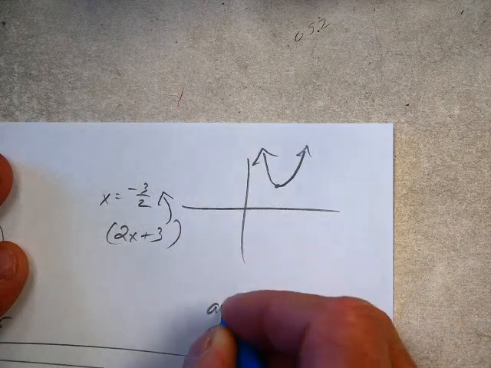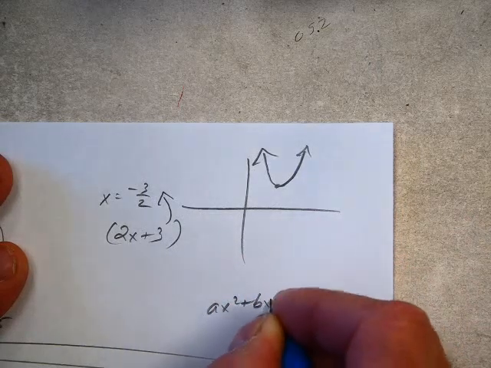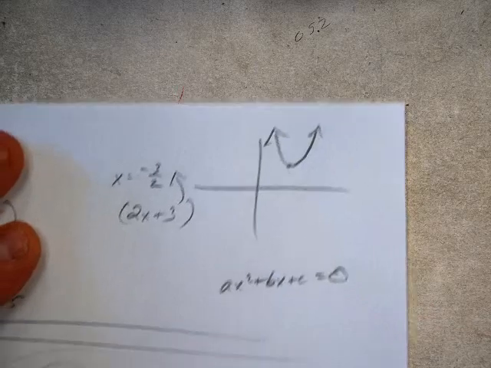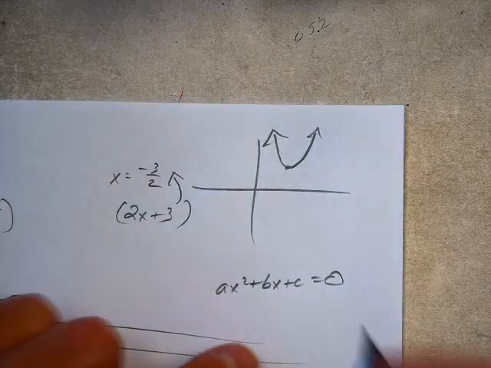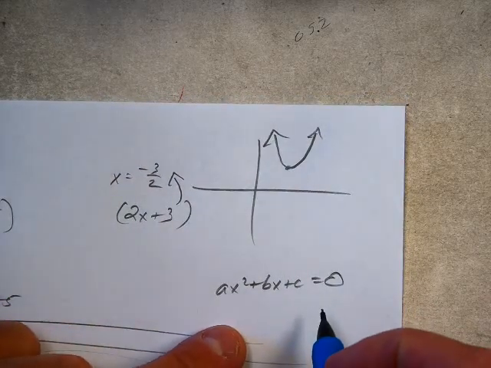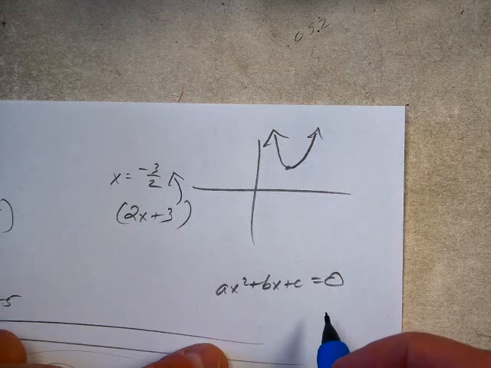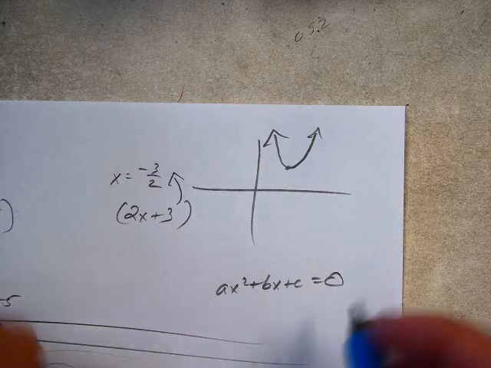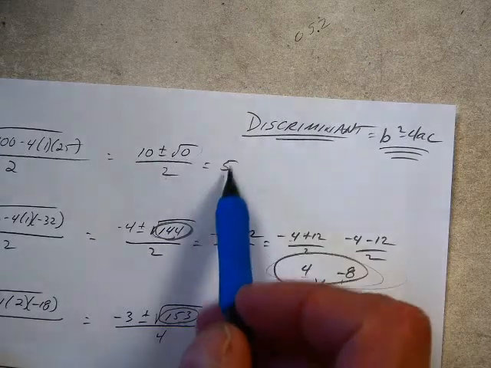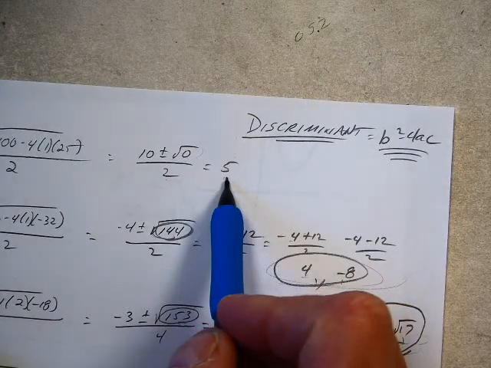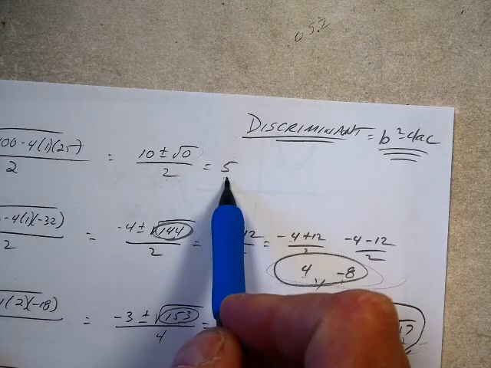Just top half, so the vertex is above and it opens up, okay? What would that mean in this situation? My parabola is never equal to zero. My result is never equal to zero. And in this case, if we think about it, the quadratic formula answers this question: when does it equal zero?